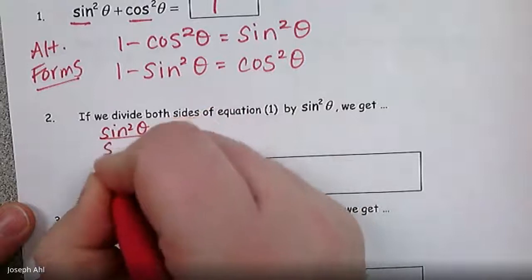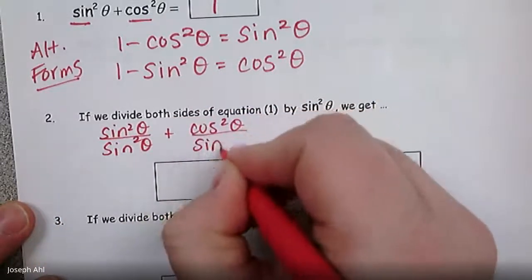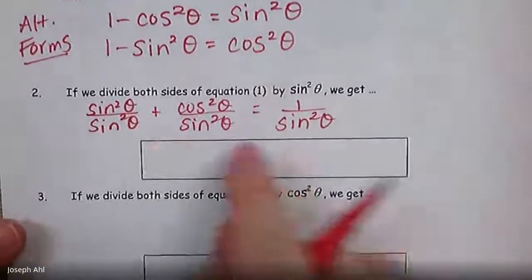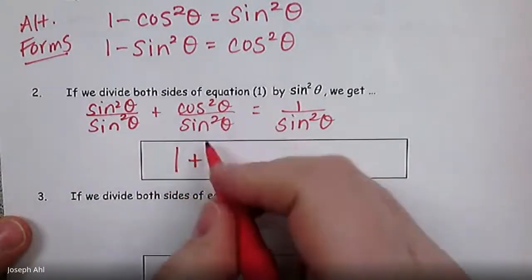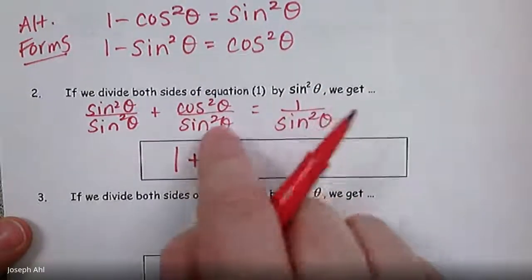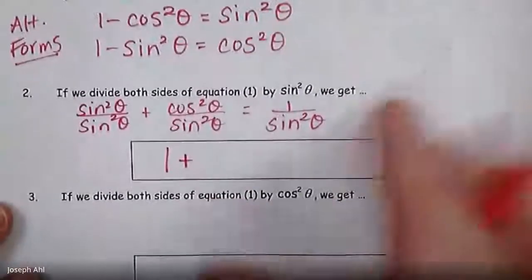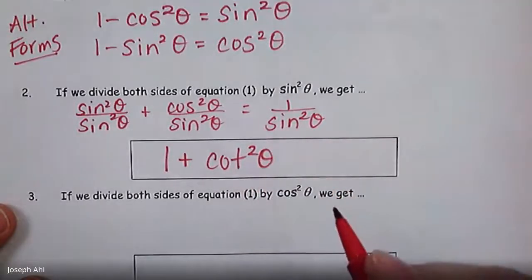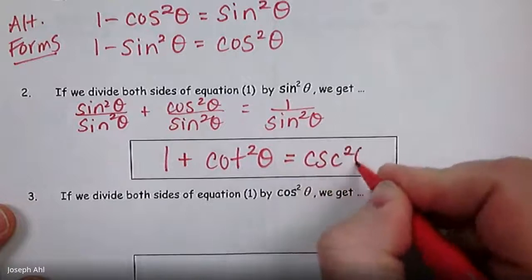Sine squared over sine squared plus cosine squared over sine squared is equal to 1 over sine squared. All right, if I go through and do that, sine squared over sine squared is 1. Plus cosine over sine. Oh, wait, that sounds familiar from a moment ago. What was cosine over sine, that ratio? Cosine over sine is cotangent. So cos squared over sine squared is cotangent squared. Keep that squared. And then finally, 1 over sine, that's the reciprocal of cosecant.